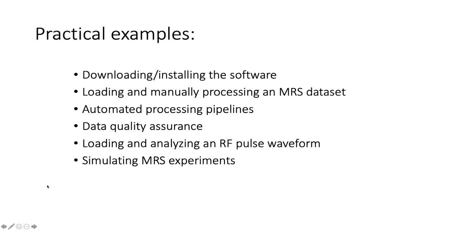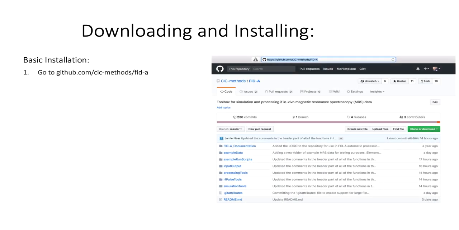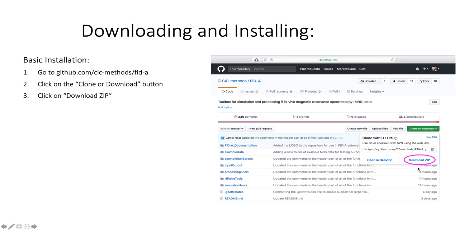So now that I've given a brief introduction of FID-A, I'm going to go through some practical examples of how to do certain things in FID-A. We're going to start by showing how to download and install the software. To download, there are two ways. You can do the basic installation, which involves going to the GitHub website. Once you're there, you click on the clone or download button, and from there you click the download zip button. This downloads a zip file that contains the entire toolbox. Once you've got this, you unzip it somewhere on your computer and move the resulting folder into the desired location.